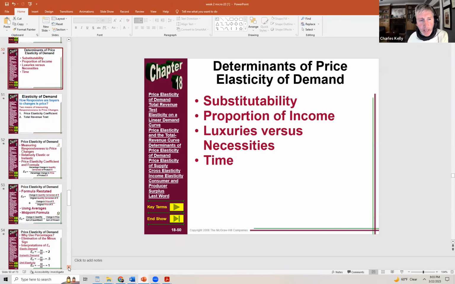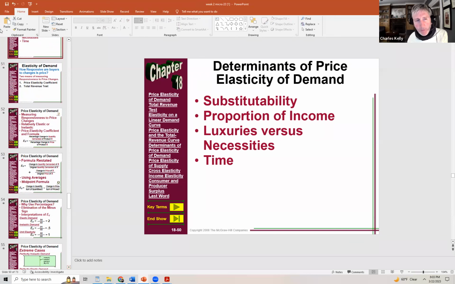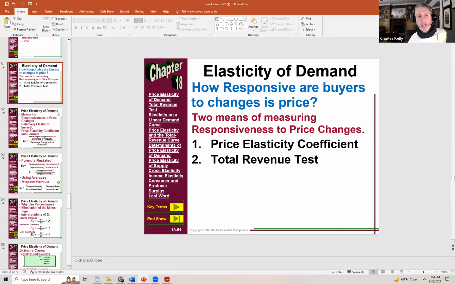Now, students hate this, but there are two analytical mathematical approaches to determine elasticity of demand. The first one's the one they really hate, but the second one's a lot more relevant, and definitely relevant to our discussion about minimum wage. The first one's called the price elasticity coefficient. And the second way to determine elasticity from an analytical mathematical standpoint is the total revenue test.